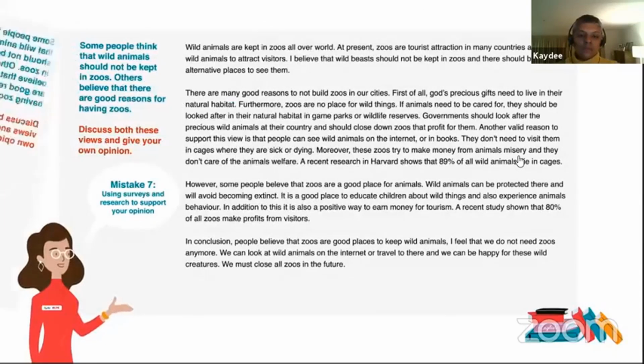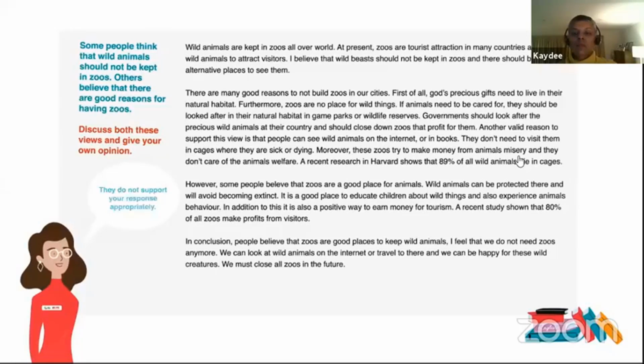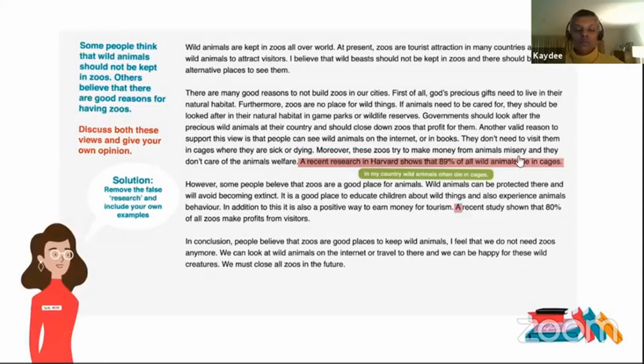Mistake 7, using surveys and research to support your opinion. For our final step, you need to use real examples and evidence from your own life experience. Examiners cannot check if your research and survey examples are real. They do not support your response appropriately. Solution: remove the false research and include your own examples.